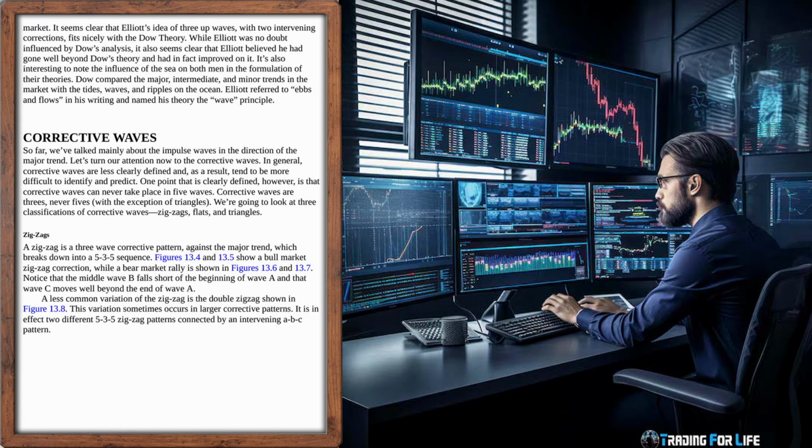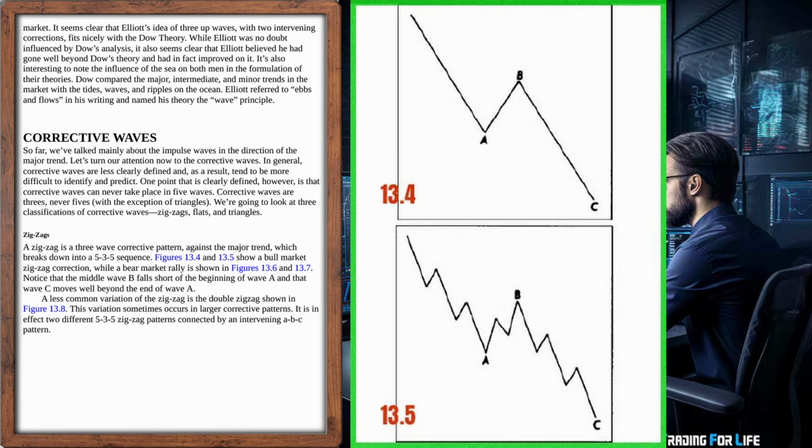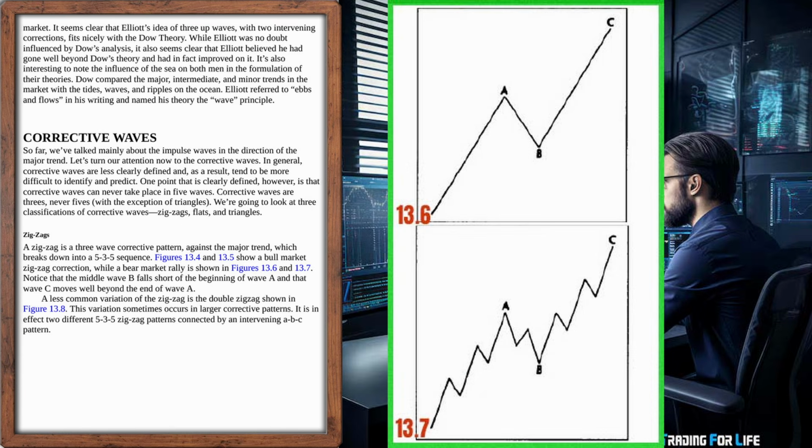Zigzags. A zigzag is a three-wave corrective pattern against the major trend, which breaks down into a 5-3-5 sequence. Figures 13.4 and 13.5 show a bull market zigzag correction, while a bear market rally is shown in figures 13.6 and 13.7. Notice that the middle wave B falls short of the beginning of wave A, and that wave C moves well beyond the end of wave A.